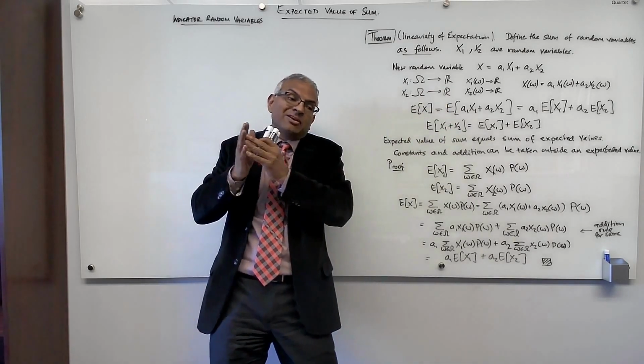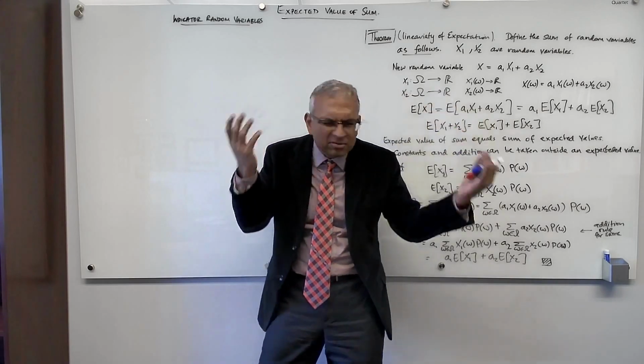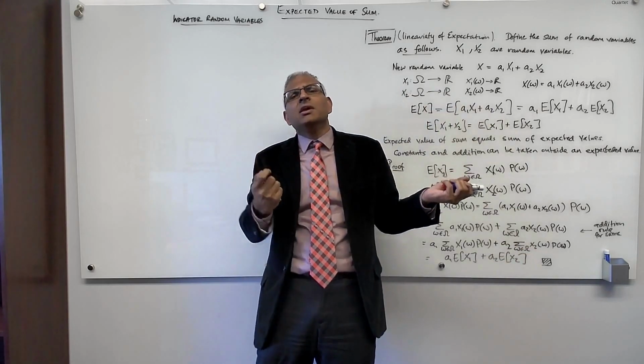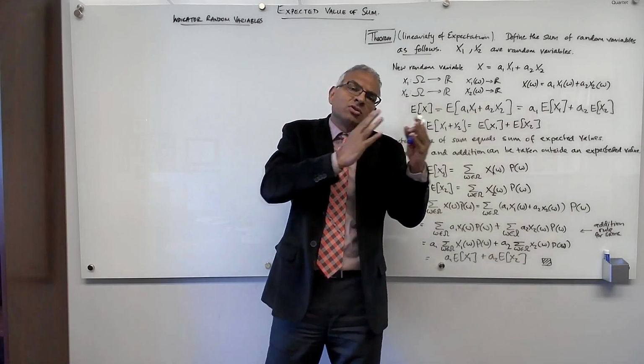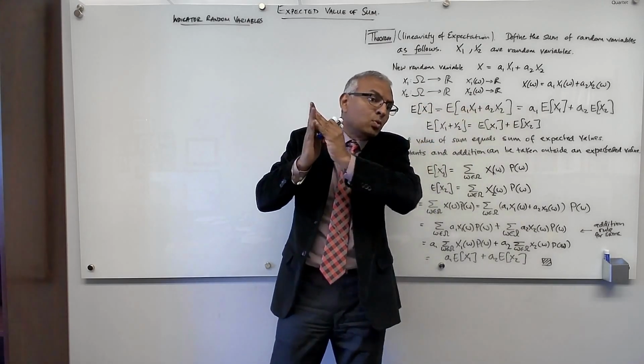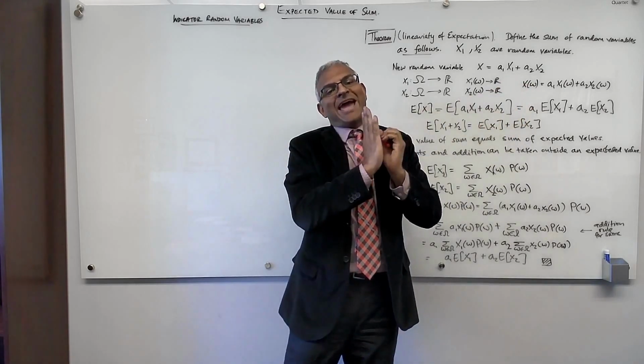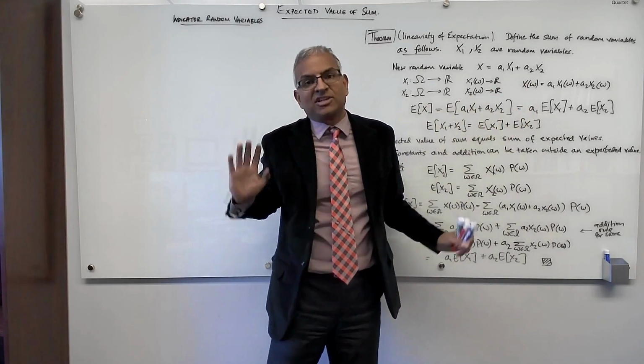So computing the expected value of each of the indicators just amounts to computing the probability that each indicator is 1. And if they have different probabilities, then you have to compute a different probability for each of them. But once you have those probabilities, you just add. Okay, so let's see this technique in action.